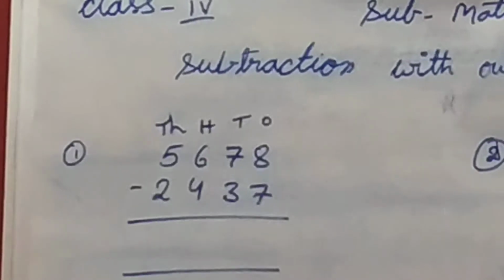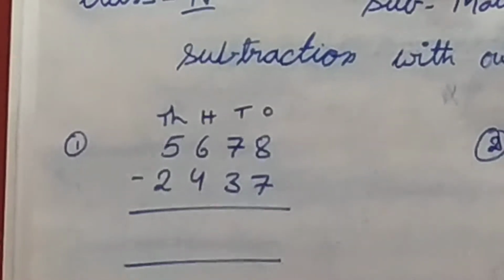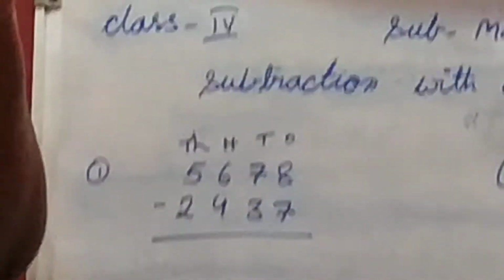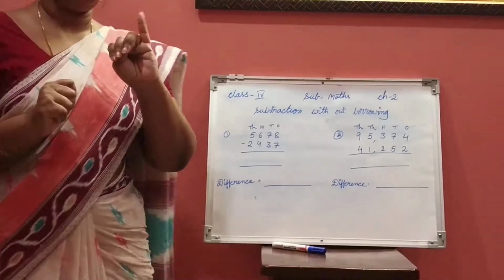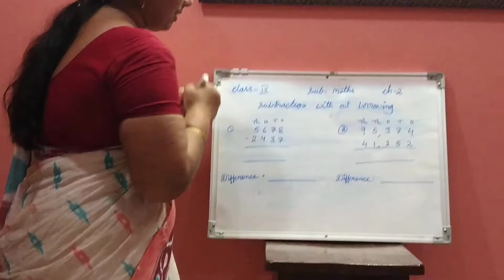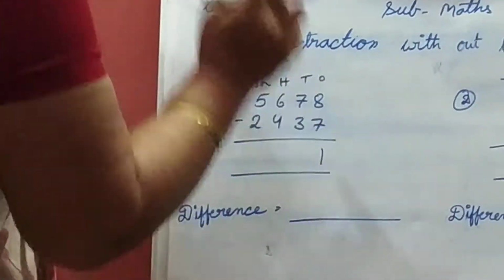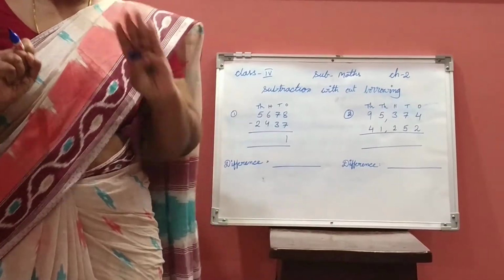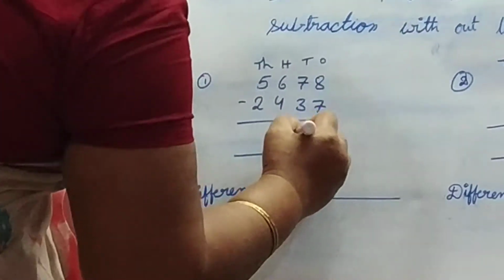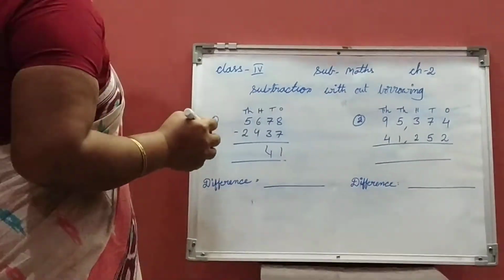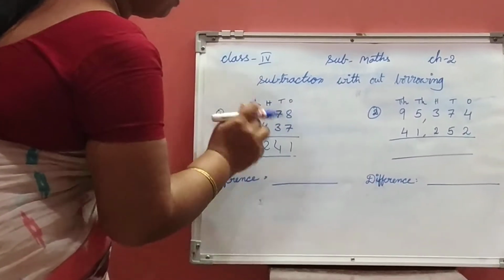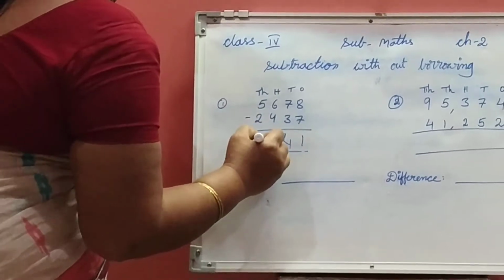So already we know the procedure. 8 minus 7. Open 8 fingers, close 7 fingers, and the answer is 1. So 8 minus 7 is 1. 7 minus 3. Open 7 fingers, close 3 fingers, the answer is 4. And 6 minus 2. Open 6 fingers, close 2 fingers, it is 2. 5 minus 2 is 3.